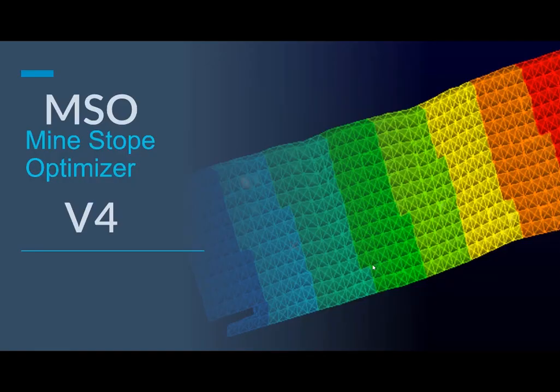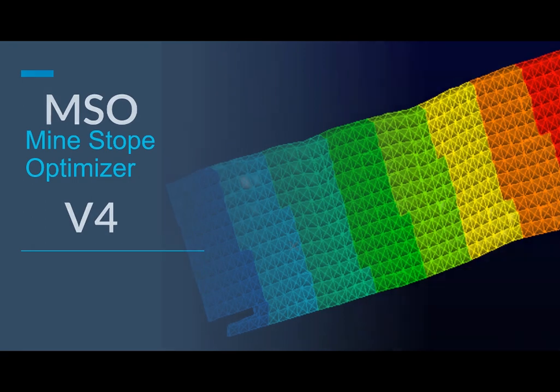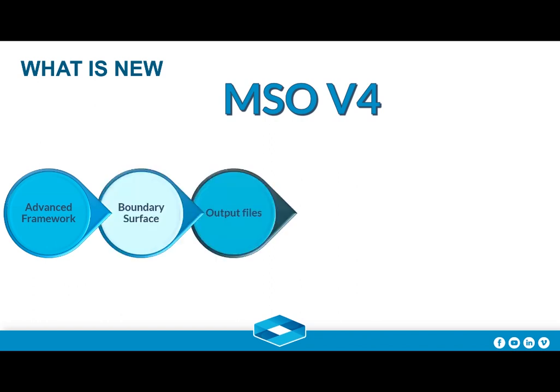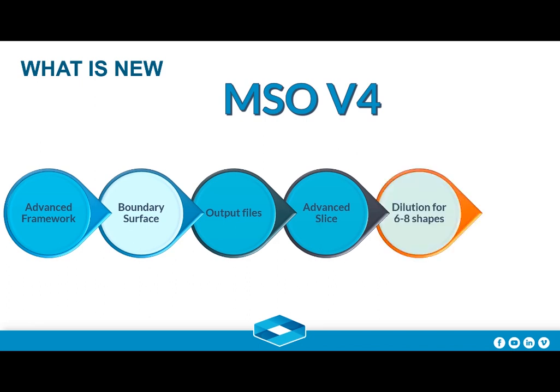MSO MindScope Shape Optimizer version 4. So what is new? There are more features than I'm mentioning here, but I'm just showing some of them for you guys to get familiar. So we have advanced frameworks, boundary surface, output files, advanced slice, dilution for six/eight shapes, and sublevel definitions.